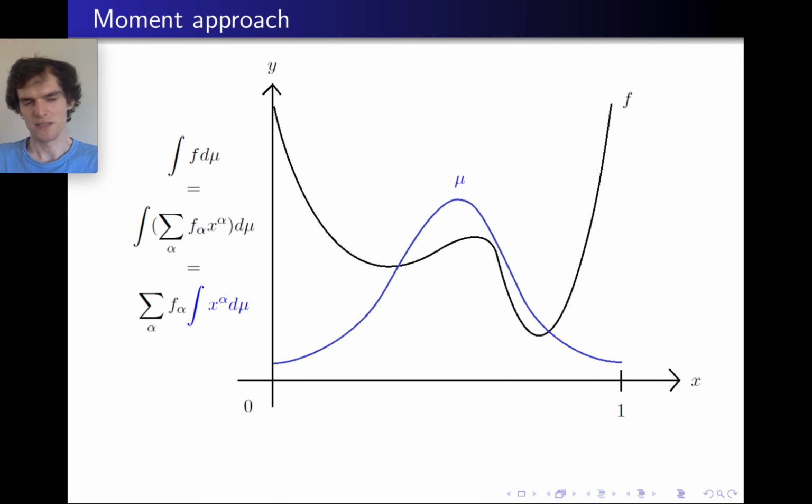It seems legitimate to, instead of optimizing over this measure, which is a very abstract idea, maybe optimize over its moments. That's a little bit less abstract, but there's still an infinite number of variables. But what we can do is we can just truncate.